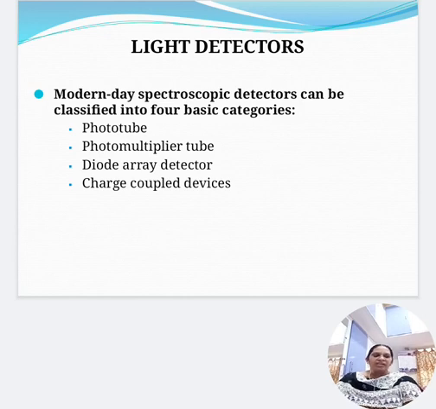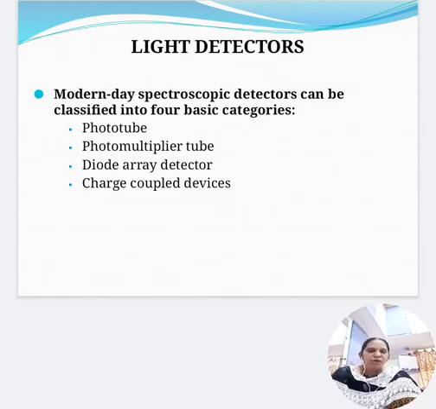There are some important characteristics of any detector. It must have very good spectral sensitivity. As I told you, the sensitivity must be high, its response must be fast, and its gain must be high. Practically, radiation detectors are classified into two types: photon detectors and heat detectors. Photon detectors respond to the photons and heat detectors respond to the heat flux.